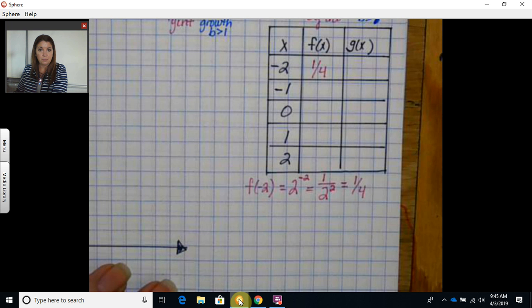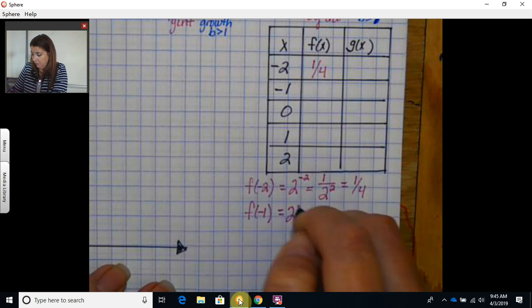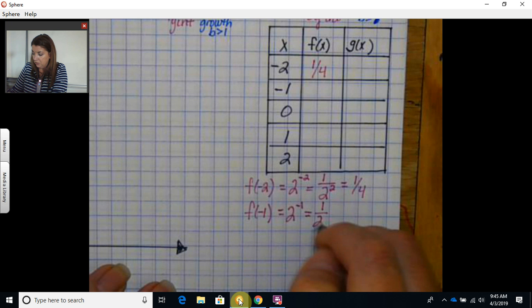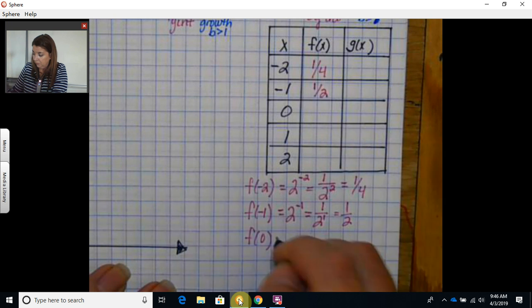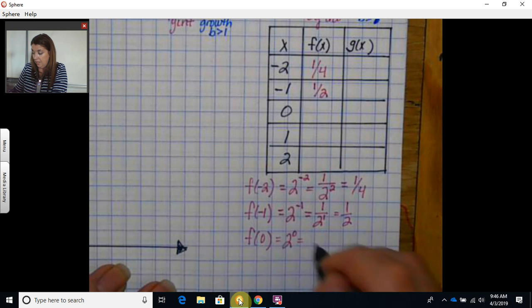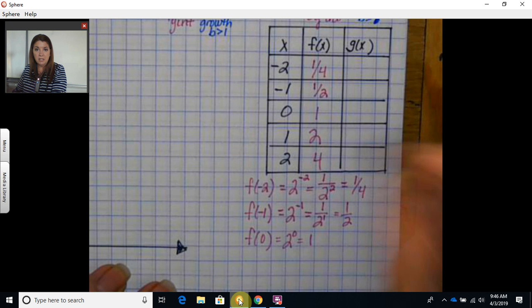So let's do f of -1. That's 2 raised to the -1, which if we get rid of the negative exponent, would be 1 over 2 to the first, which we just call 1/2. Do I need to show my work for f of 0? No. What's anything raised to the 0 power? 1. I did anyway. But how about 2 to the first? 2. How about 2 to the second? 4. All right, so let me go ahead and plot those points. Is everybody good with how I got that?